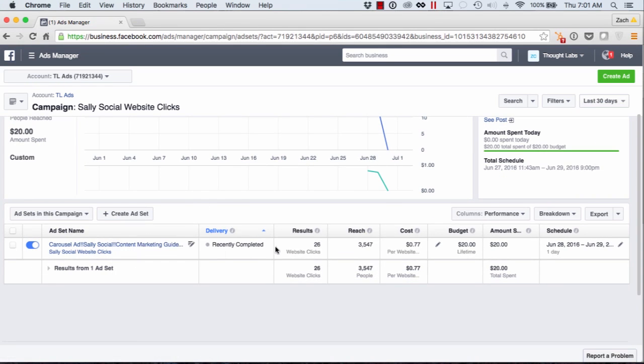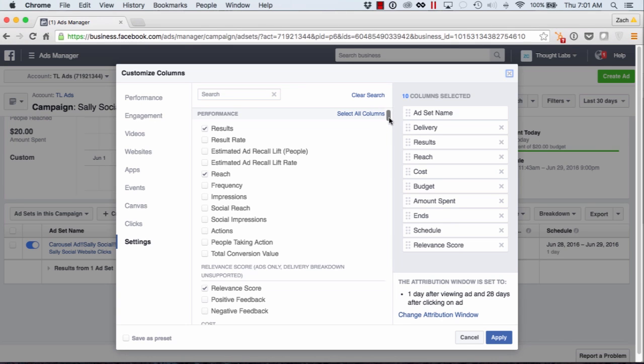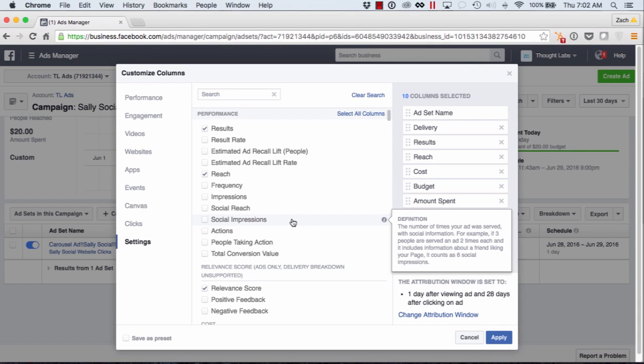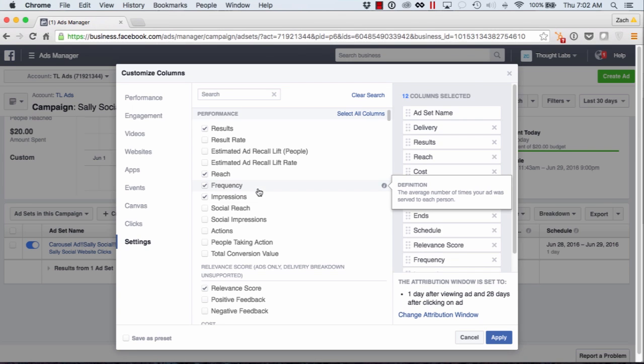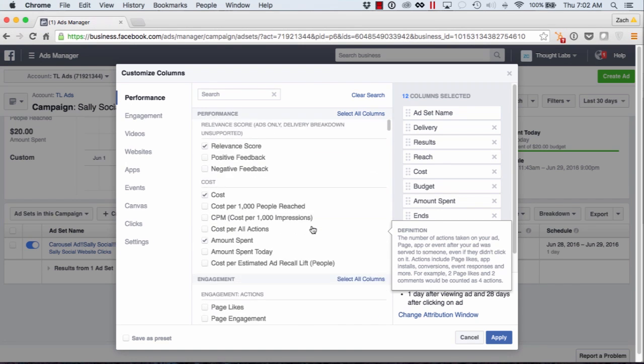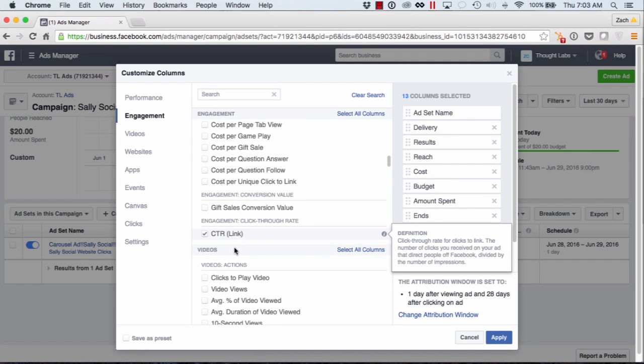And we get the same results here, but we can also customize these columns. Just click Columns and Customize Columns. And this gives us a lot of different options for what we can look at. And so right now what we're going to be most interested in is adding impressions to see how many people our ads are reaching, frequency to see how many times the same person sees our ad, and we're also really interested in our click-through rate, which we have to scroll a little bit to get to. So we will add those.